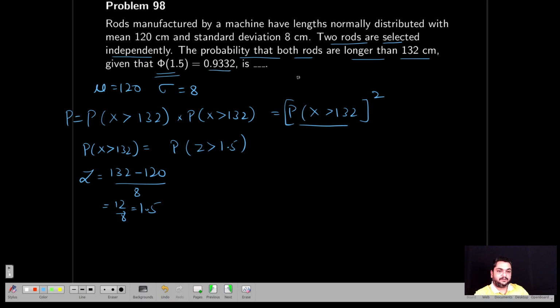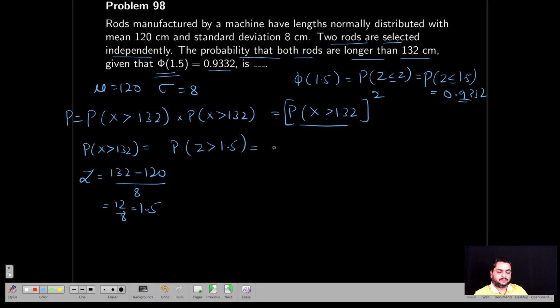So what does CDF mean? See, phi of 1.5 means what? They're saying P of z less than or equal to z. This is the CDF definition, right? So P of z less than or equal to 1.5 is given as 0.9332. Now you have to convert this.